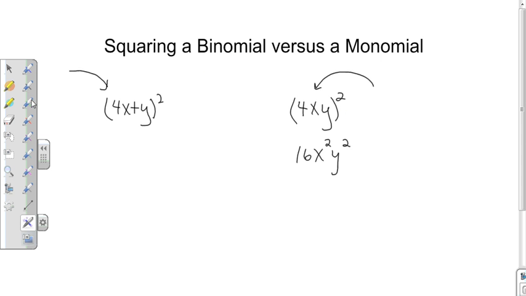So this one on the left, again, it's going to be the left term squared, so it's 4x all squared, so it's 16x squared. The left times the right, which is 4xy times 2, so you're going to get positive 8xy. And then the last term squared is y squared.